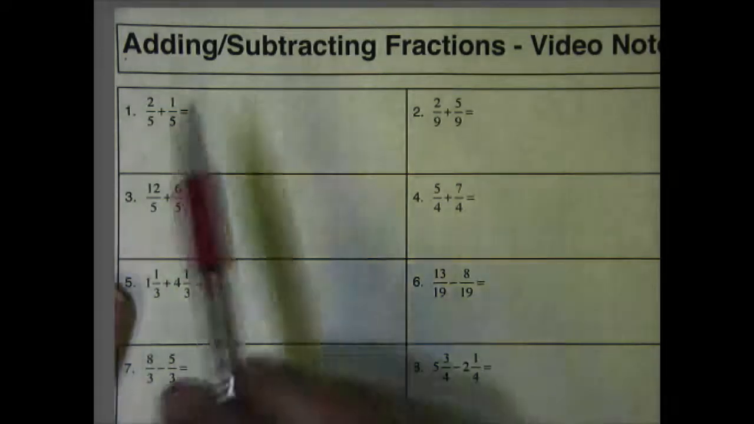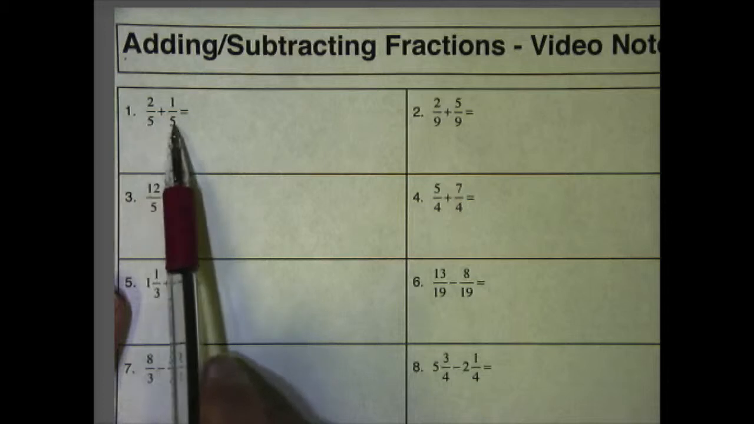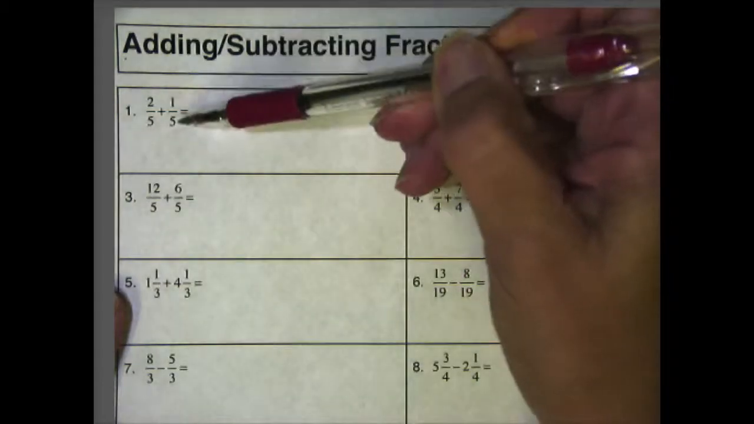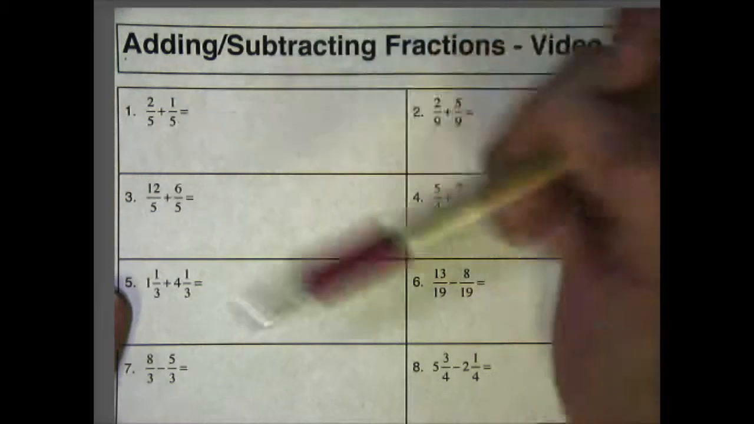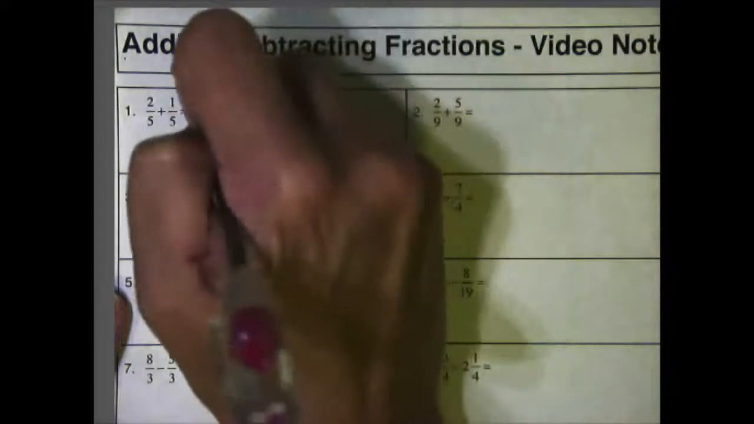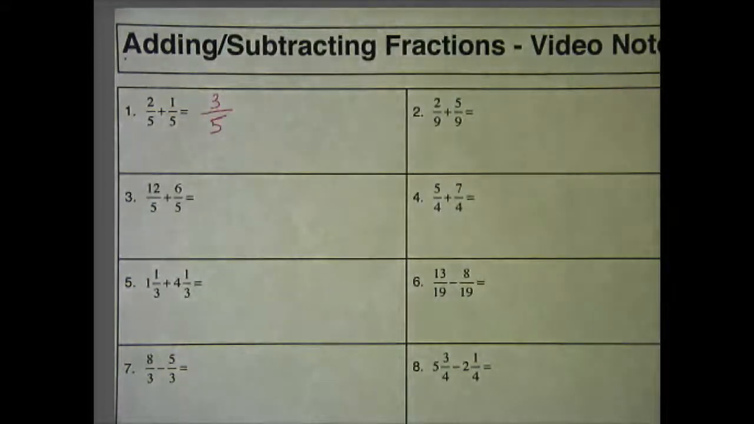We'll start with the simple ones. So adding fractions with like denominators, meaning the denominator is the same. Remember that the number on the top of the fraction is the numerator, and the number on the bottom of the fraction is the denominator. When you add fractions with like denominators, you add the numerators, so 2 plus 1 is 3. The denominator stays the same. We do not add the denominators. The denominator stays the same.